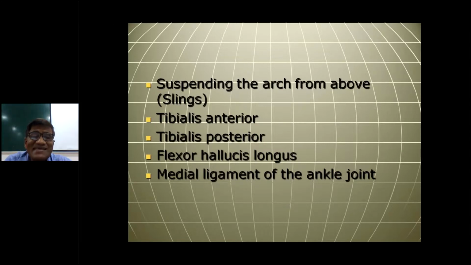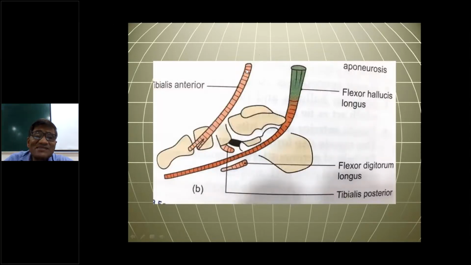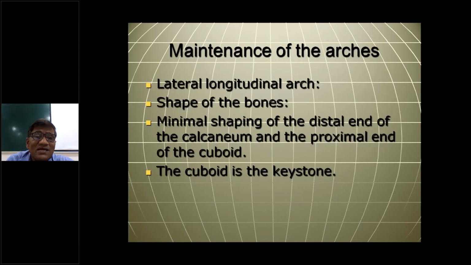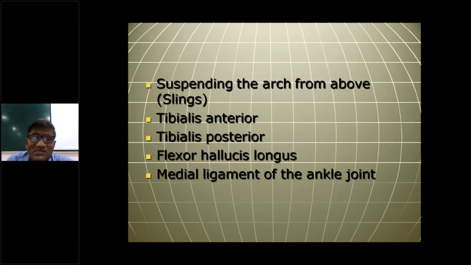Now we have a weak slide here, not a very good slide. Now this is the tibialis anterior coming from above. That pulls the arch above, that is a sling certainly. And here tibialis posterior is cut here. That is also a sling certainly. And this is another beautiful sling called the flexor hallucis longus. Flexor hallucis longus, tibialis posterior, tibialis anterior. The flexor digitorum longus also can act like a sling. So these are the points which sustain the medial longitudinal arch.